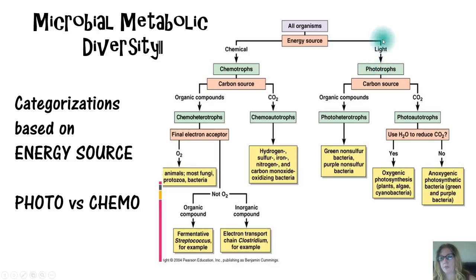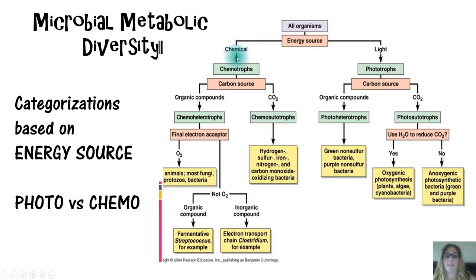So you have your phototrophs, photo meaning light. So eat light. Okay, so these are our light eaters. Versus chemical, well, we need chemical energy, so we actually have to ingest things that have molecules that we can break down and metabolize, right? So we have our chemotrophs and our phototrophs.